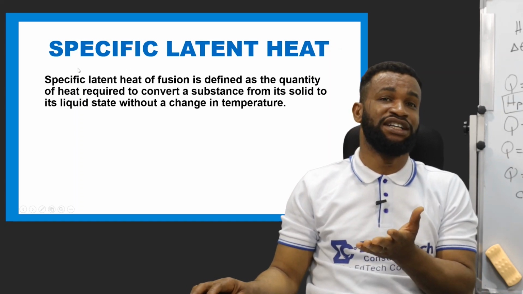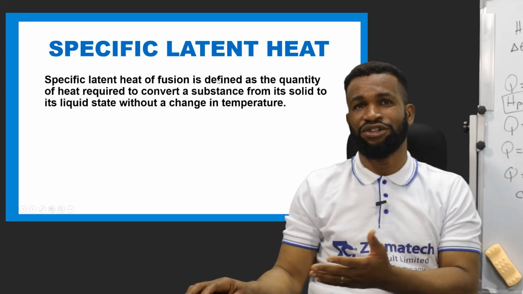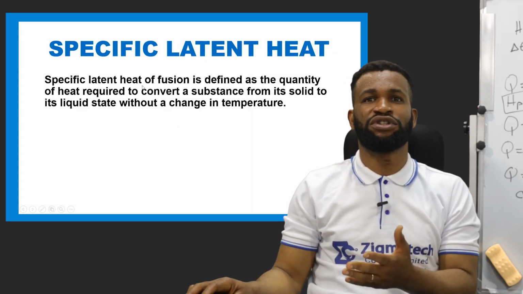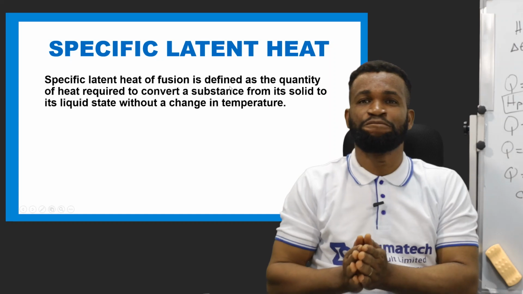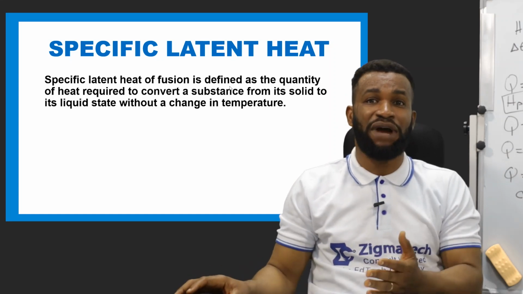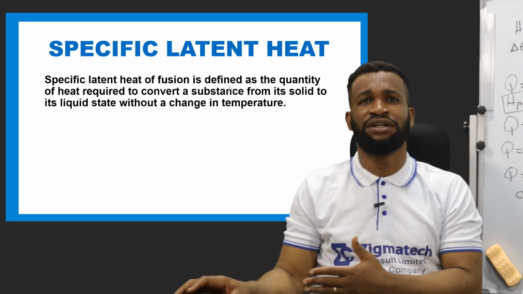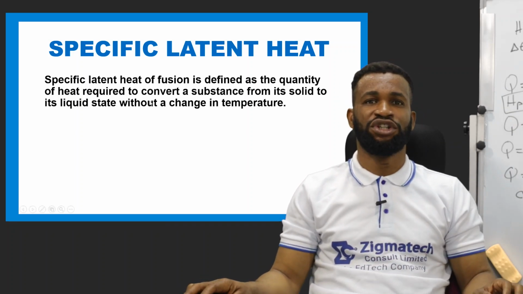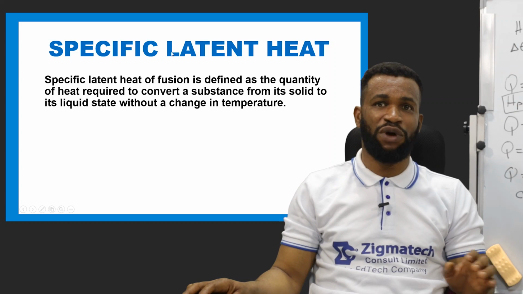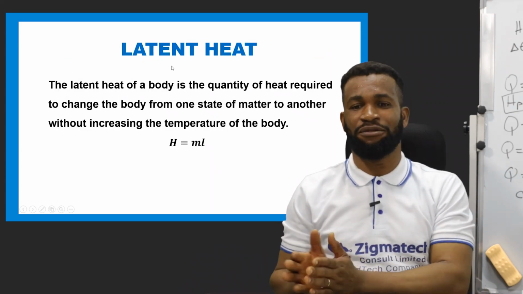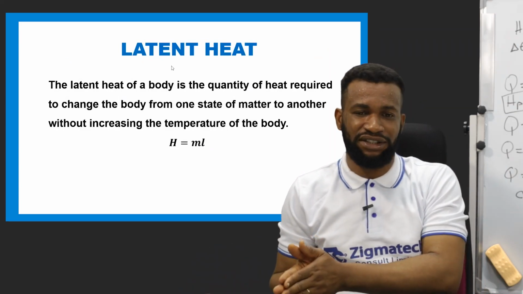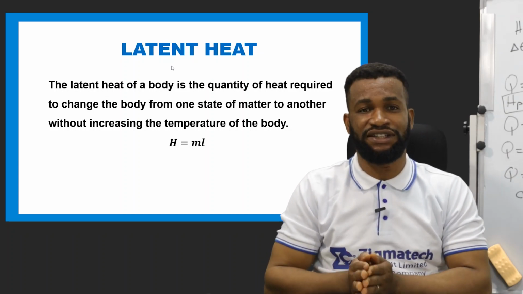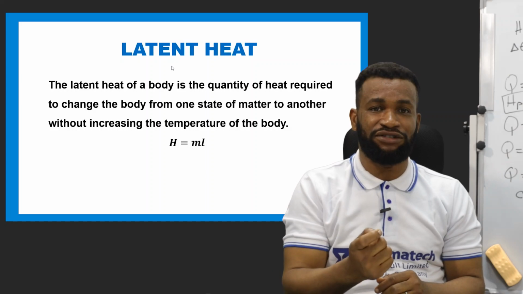But then remember, it is specific latent heat. So it is centered on a unit mass of the body. So it is the quantity of heat required to change the state of a unit mass of a substance from its solid to liquid without a change in temperature. So that is what it is all about. Just like we treated specific heat capacity and heat capacity, we said that specific heat capacity is centered on a unit mass of the body.